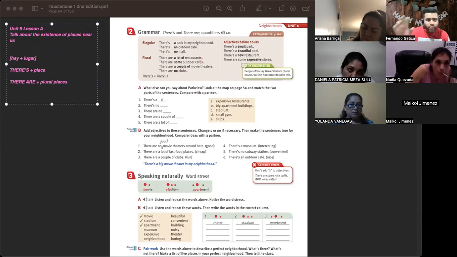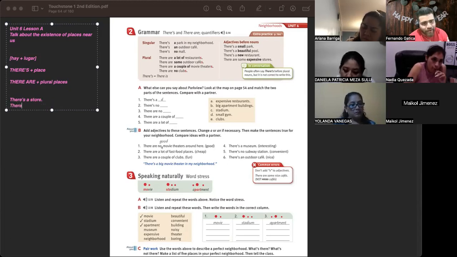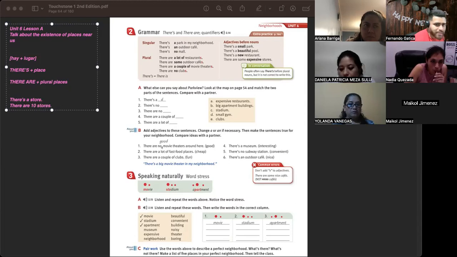For example, hay una tienda. There's a store. Hay 10 tiendas. There are 10 stores. Como ustedes saben, el is se usa con cosas singulares y el are se usa con cosas plurales.